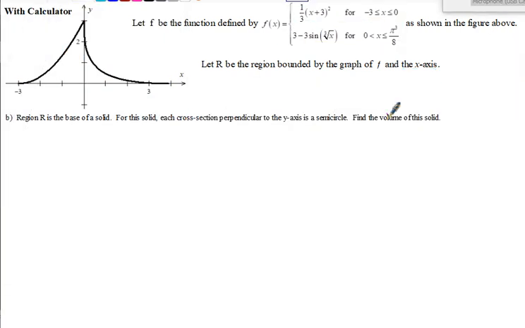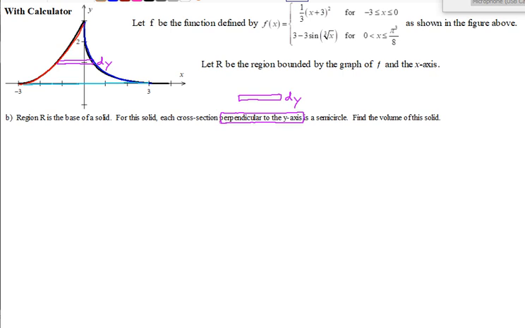So for part B, now it says region R is the base of a solid. For this solid, each cross-section perpendicular to the y-axis. So perpendicular to the y-axis, here's our y-axis, perpendicular to that. That tells you we need a horizontal rectangle with dy. But when we draw that, unlike the vertical rectangle, notice no matter where you draw that horizontal rectangle in this region here, it always stays between the blue and red curves at different pieces. So we will not need to split this into more than one interval since it stays between those.